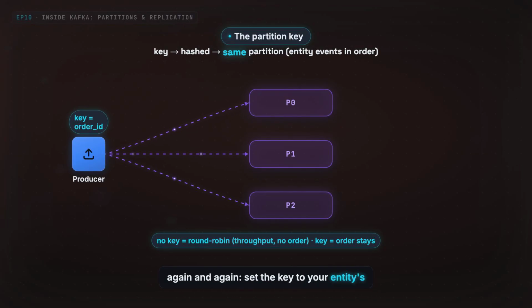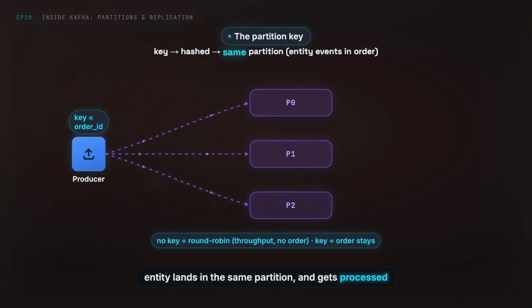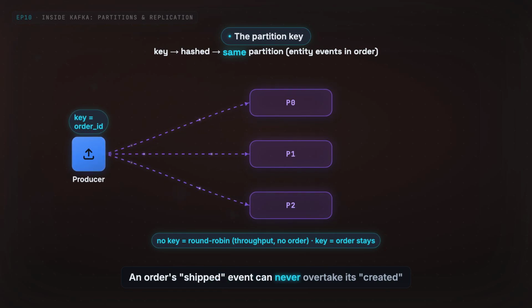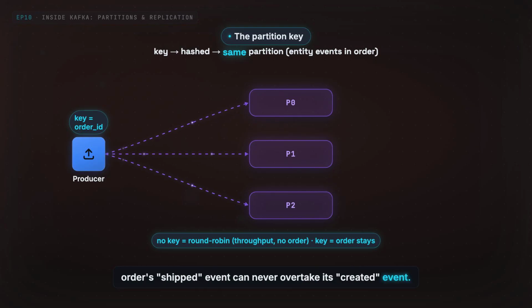Set the key to your entity's ID. Use the order ID, or the user ID, or the account ID as the key. Now every event for that entity lands in the same partition and gets processed in order. An order's shipped event can never overtake its created event.